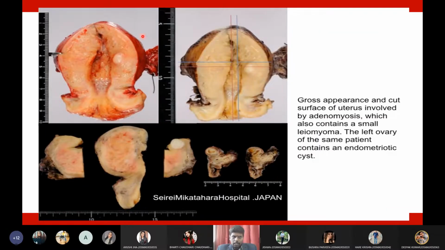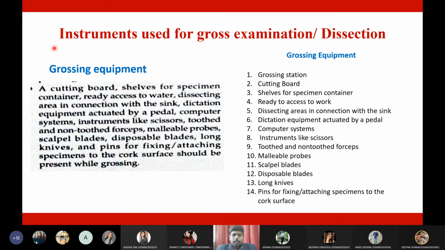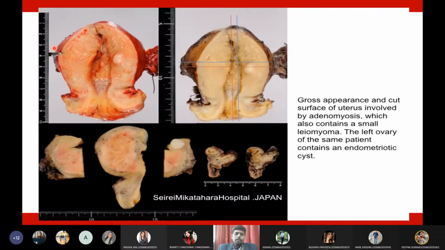Then we also cut the specimen. After cutting, we give the gross cut surface description, and we also describe the orientation and structures included: anterior portion, posterior structure, superior, inferior, oblique, medial, lateral. Everything needs to be written. So these are a few important things that we need to do in the gross examination.